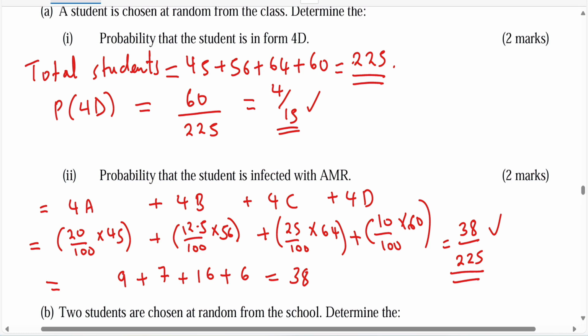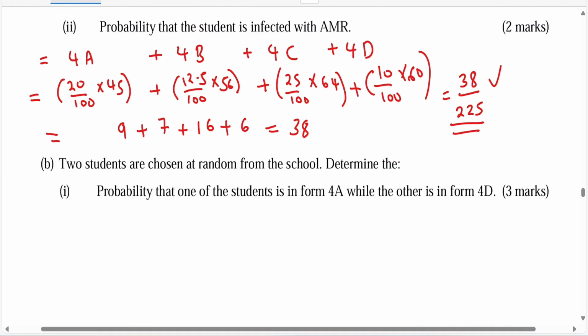Let's continue. Question B says 2 students are chosen at random from the school. Determine the probability that one of the students is in Form 4A while the other is in Form 4D. Very easy question. There's a probability that the first student being taken might come from Form 4A, and then the second student might come from Form 4D.